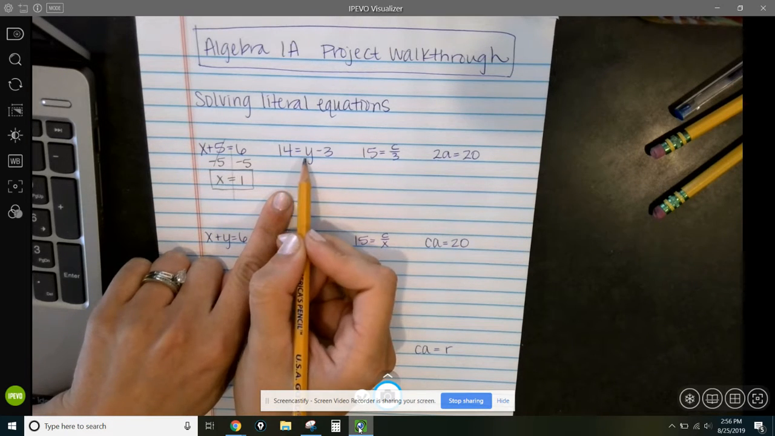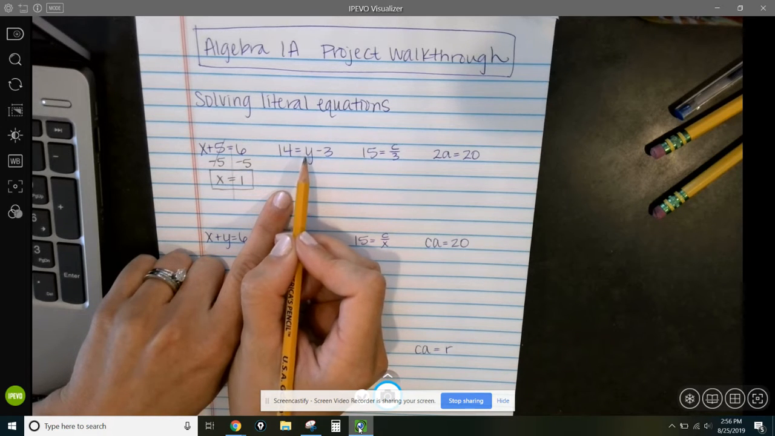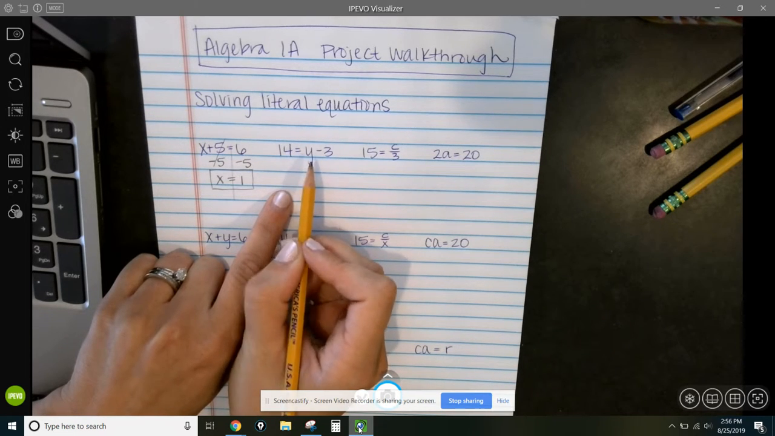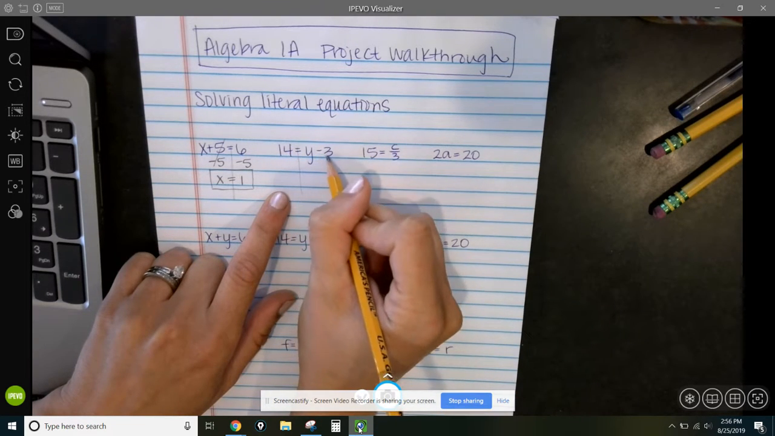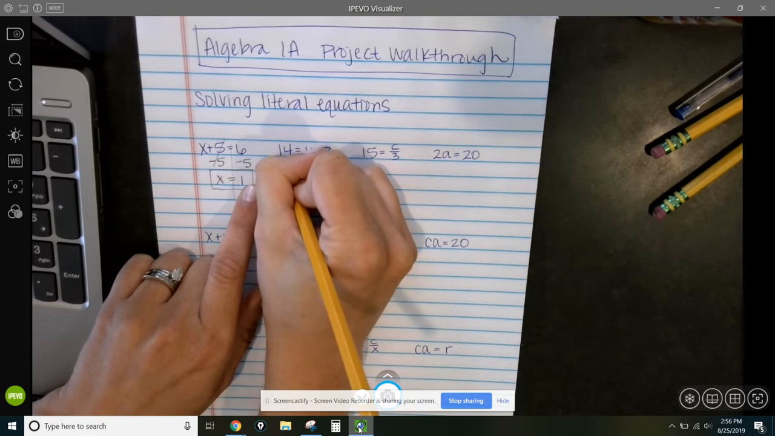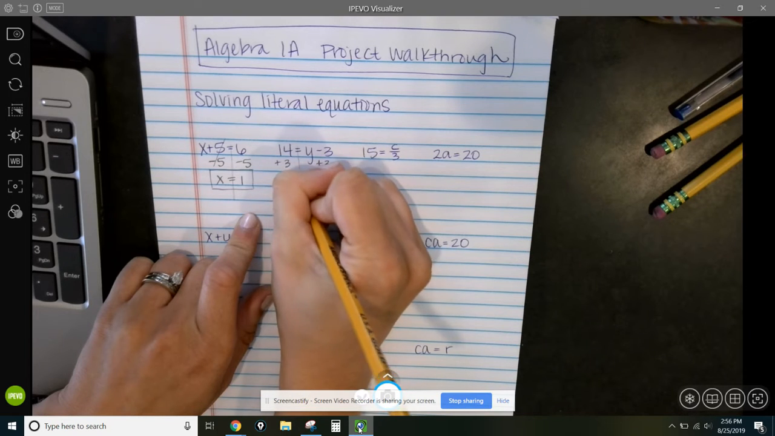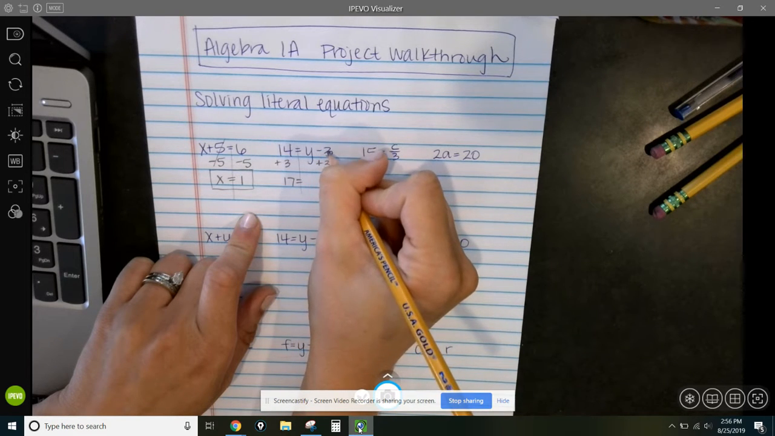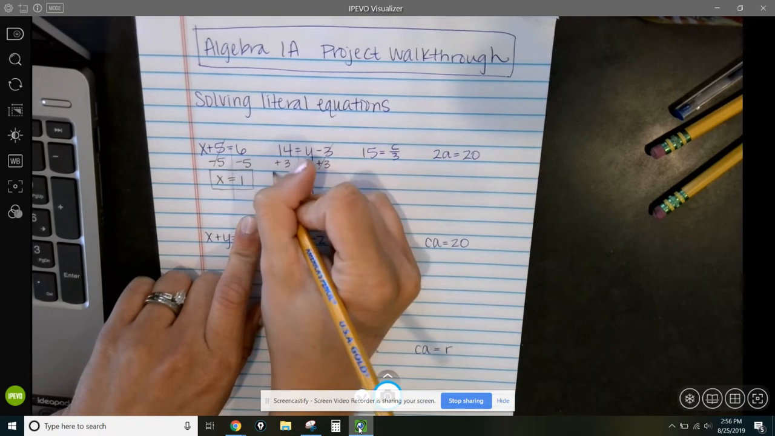14 equals y minus 3. Again, you're trying to solve for the variable. You want to get the variable all by itself. If I want to get y by itself, I have to do the opposite of minus 3, which would be to plus 3. Add 3 to both sides. On the left, 14 plus 3 is 17. And on the right, this minus 3 and plus 3 canceled out, leaving me with just a y. I isolated the y. Yay!